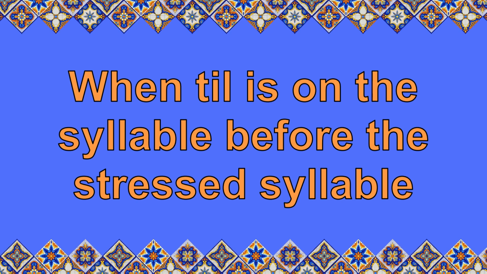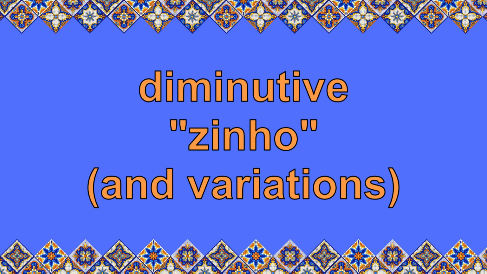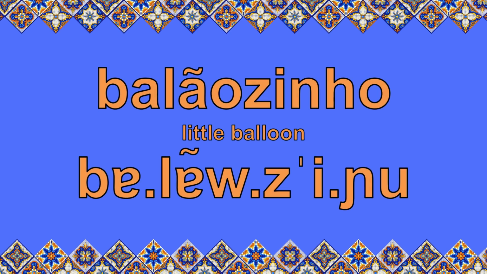Now let's look at examples when the tilde falls on the syllable immediately before the stressed syllable. This occurs usually when we add the diminutive zinho and its variations onto a word that ends with the tilde in the last syllable. Balãozinho, balãozinho. So here the tilde is just indicating that the ão has a nasal pronunciation, just as in the base word balão, and it's immediately followed by the stressed syllable zi.